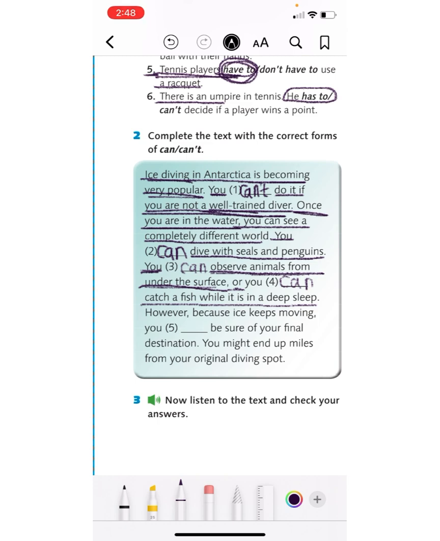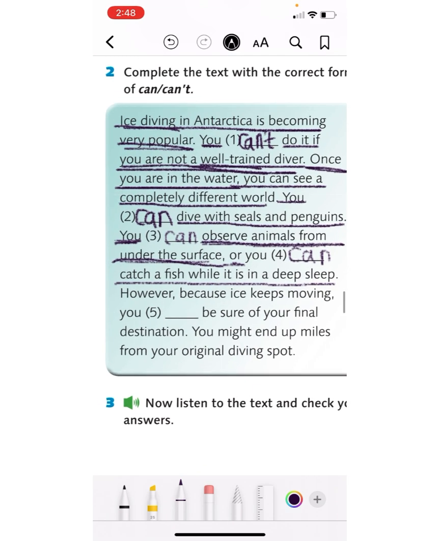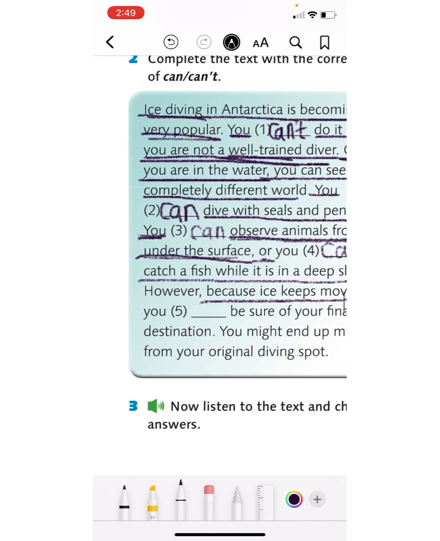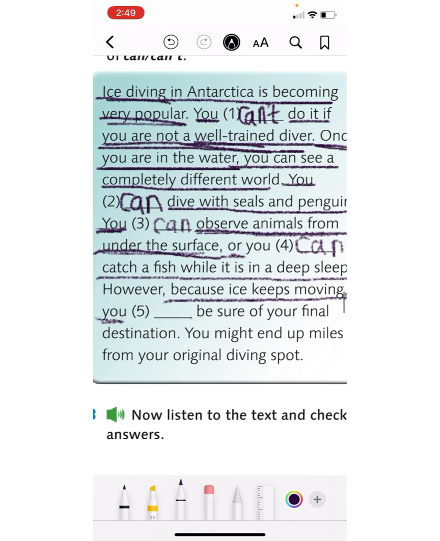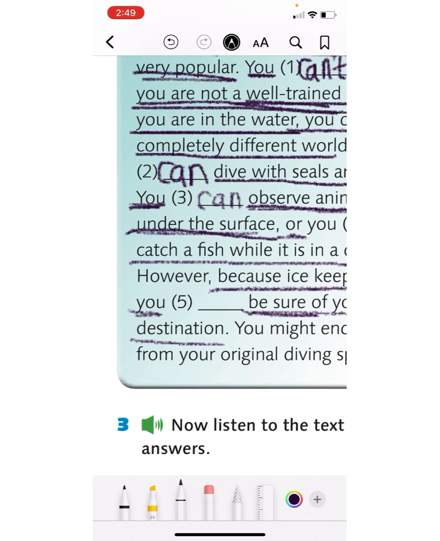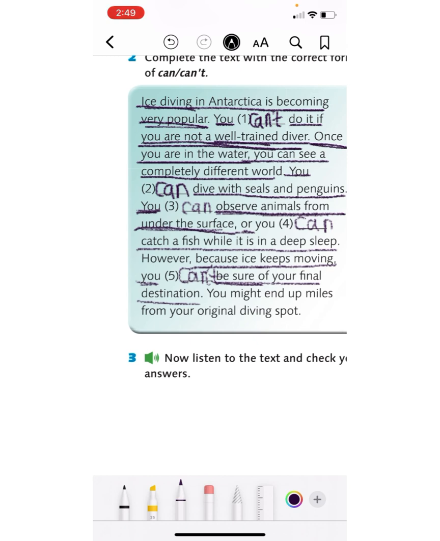However بالرغم من ذلك however because ice keeps moving لأنه الجليد بيضل يتحرك keeps moving you be sure لا يمكنك التأكد of your final destination. You can or can't. You can't. Excellent. You can't be sure لا يمكنك أن تكون متأكد. You can't be sure of your final destination. Can't, C-A-N-T. You can't be sure of your final destination.